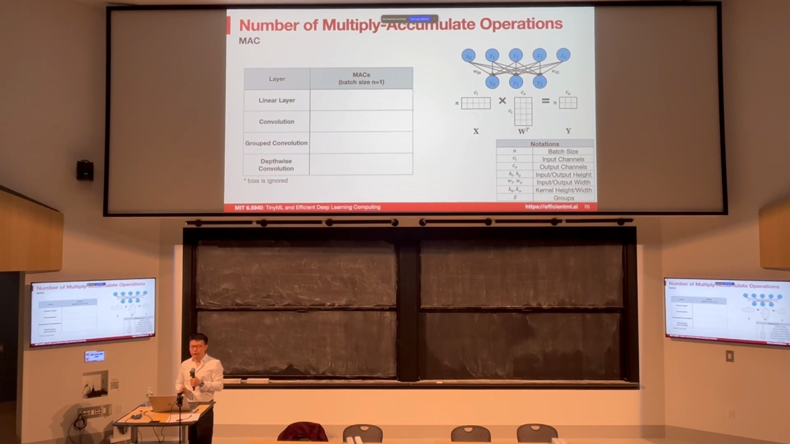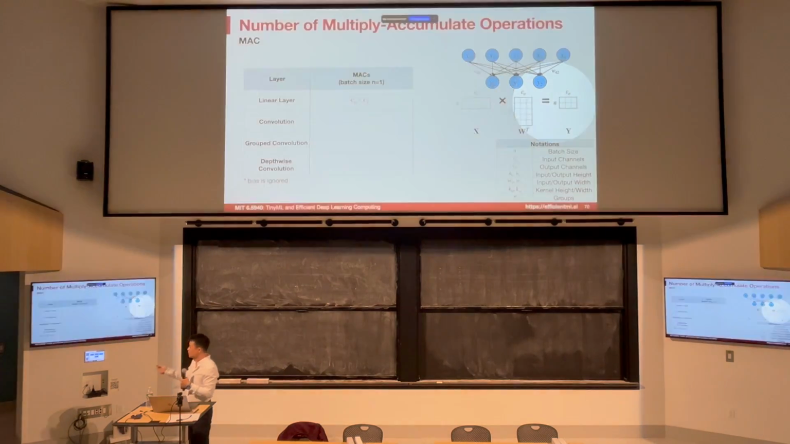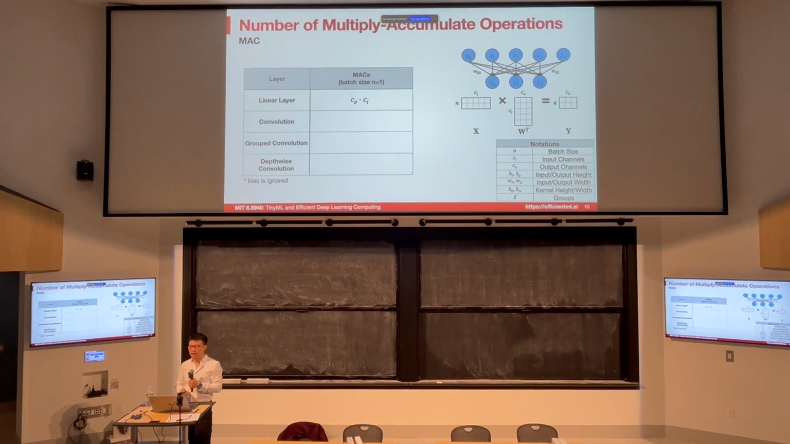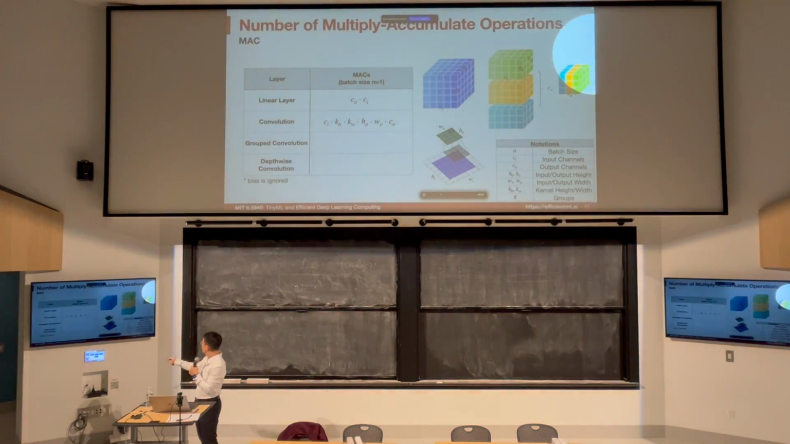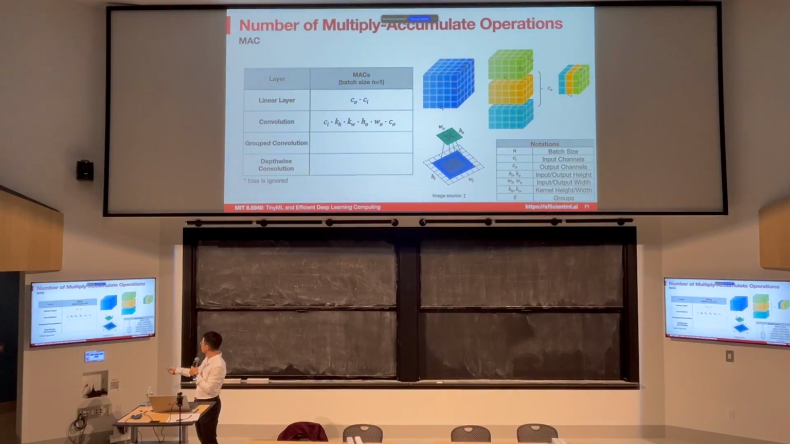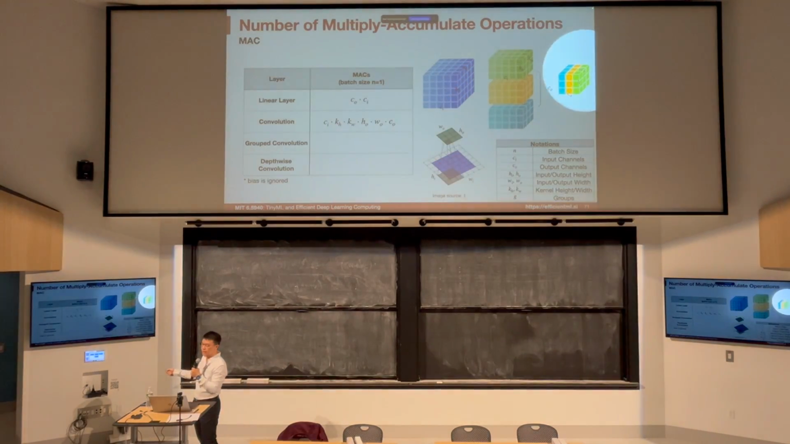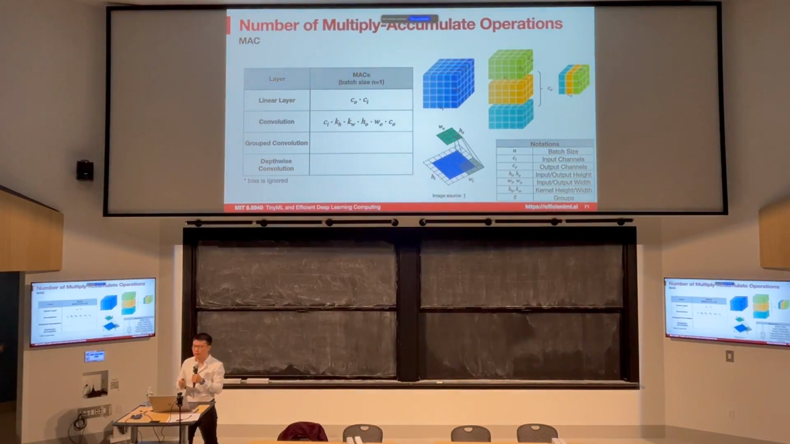So here we're showing the number of MACs for different layers. For the linear layer, we just talked about that. The MACs equal C in times C out, assuming a batch size of 1. And for convolution, it's actually multiplying 6 terms together. So we are calculating, this is the amount of output features we have to calculate, which is W output times H output times C out.